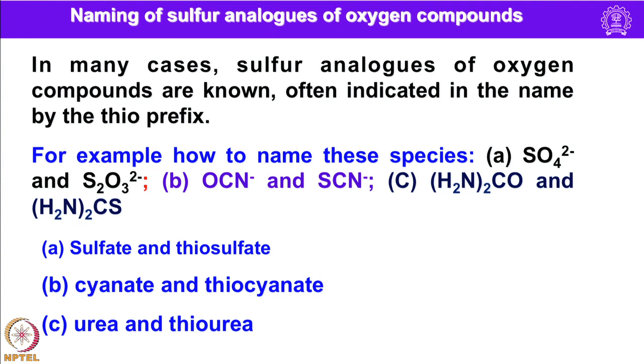So, that means wherever oxygen is there, you simply put the term thio, it gives the analogous sulfur compound.